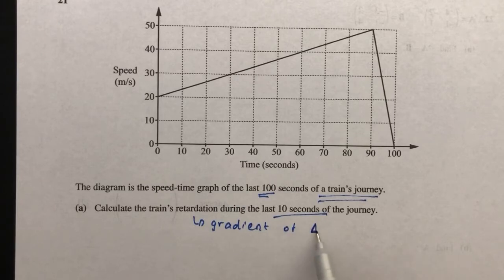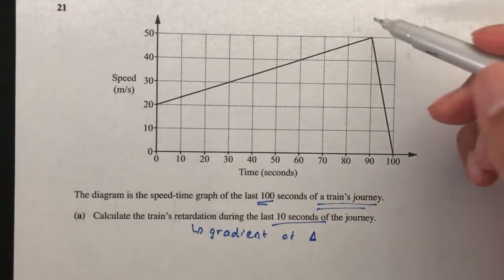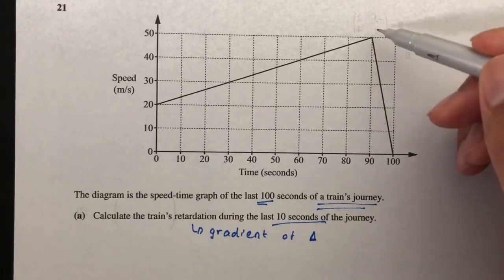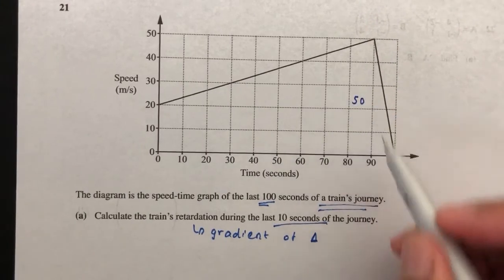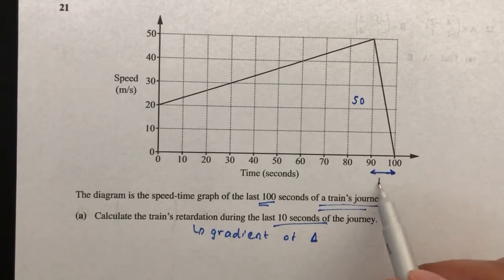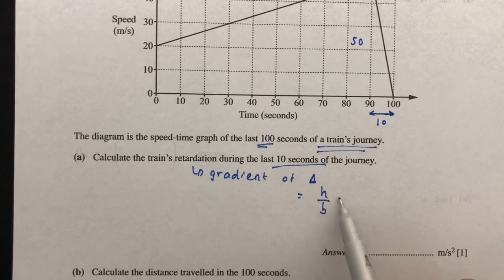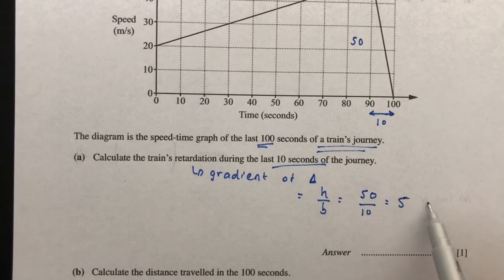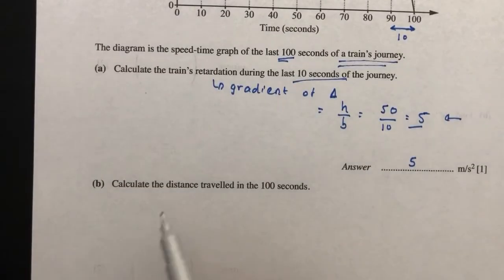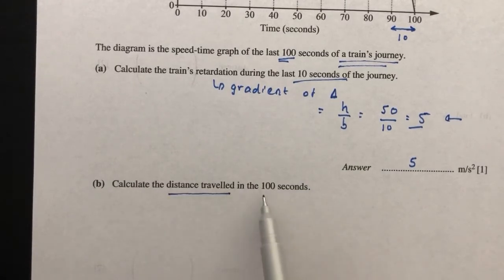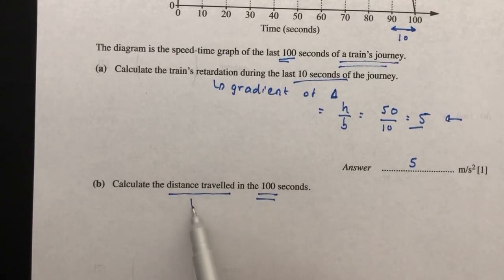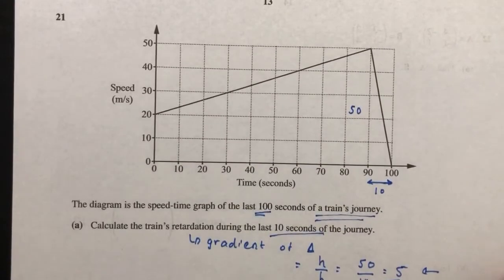of the triangle. So as you can see, the last 10 seconds have a height of 50 and a base of 10. So the gradient is equal to height divided by base, which is 50 divided by 10, which is 5. So the answer is 5 meters per second squared. So moving on to part B. Calculate the distance traveled in 100 seconds. Distance traveled is the area under the graph. So what do we have here?